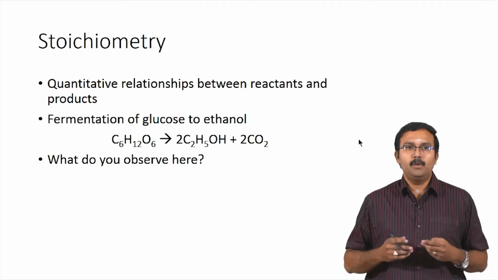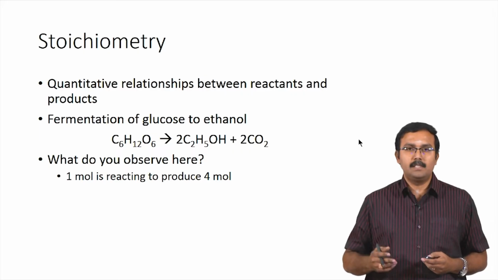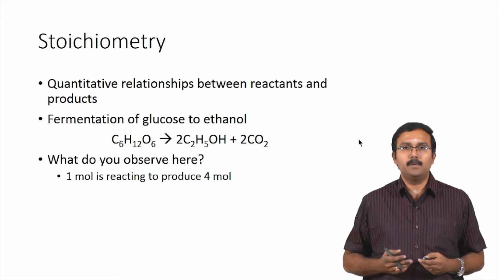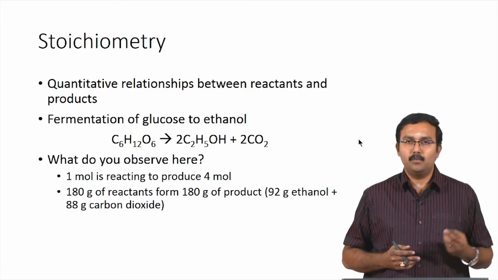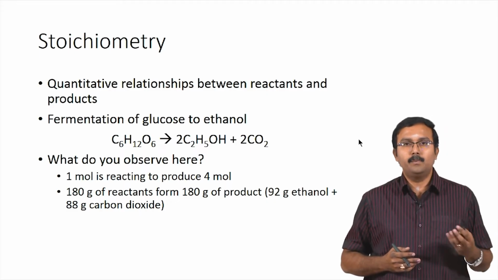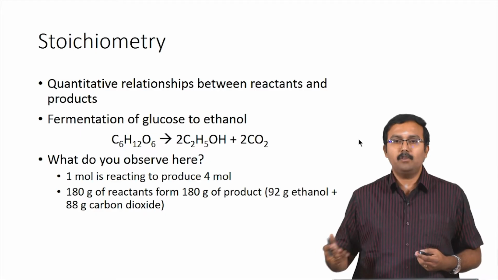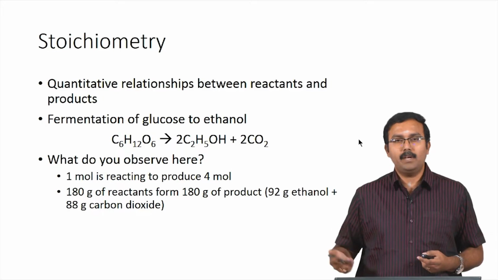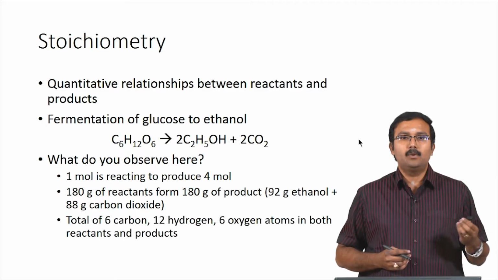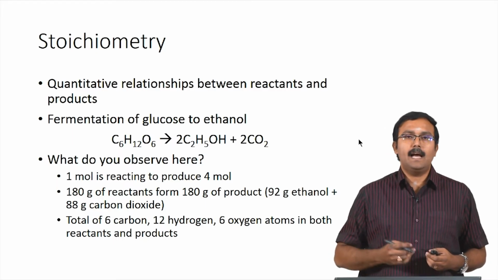What do you observe here? If you look at this equation carefully, you will see that 1 mole of glucose is reacting to produce 4 moles of products, which are 2 moles of ethanol and 2 moles of carbon dioxide. However, if you were to consider the mass, 1 mole of glucose, which would weigh its molecular weight, 180 grams, ends up forming 180 grams of the product, which is 92 grams of ethanol and 88 grams of carbon dioxide. You also can see that a total of 6 carbon, 12 hydrogen and 6 oxygen atoms are present in both the reactants and the products.